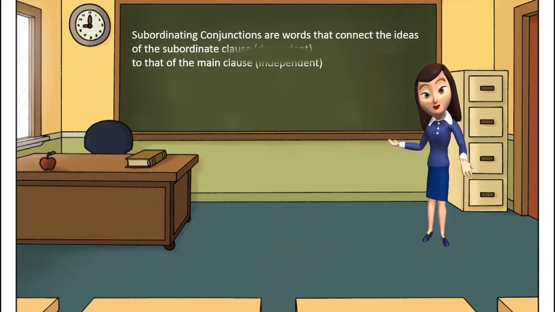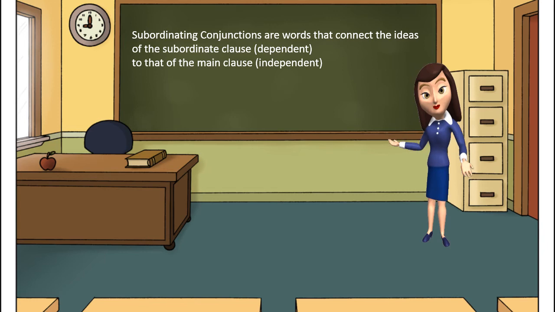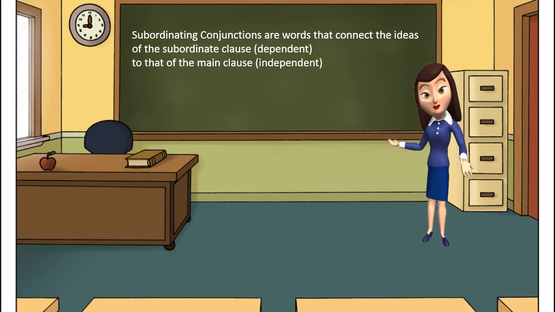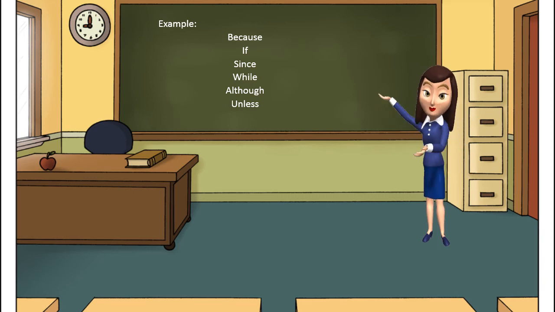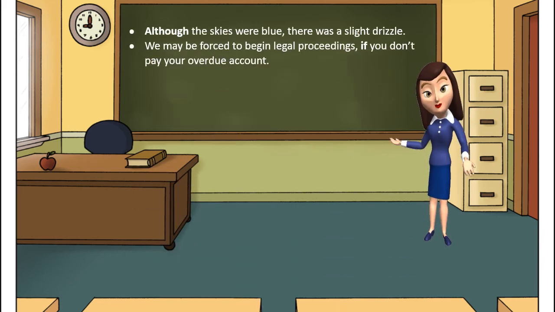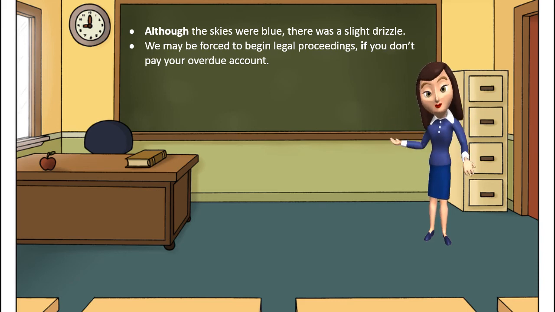Excellent. So for the last type of conjunctions, we have the subordinating conjunctions. Subordinating conjunctions are words that connect the ideas of the subordinate clause, dependent, to that of the main clause, independent. Example: because, if, since, while, although, unless. Although the skies were blue, there was a slight drizzle. We may be forced to begin legal proceedings if you don't pay your overdue account.